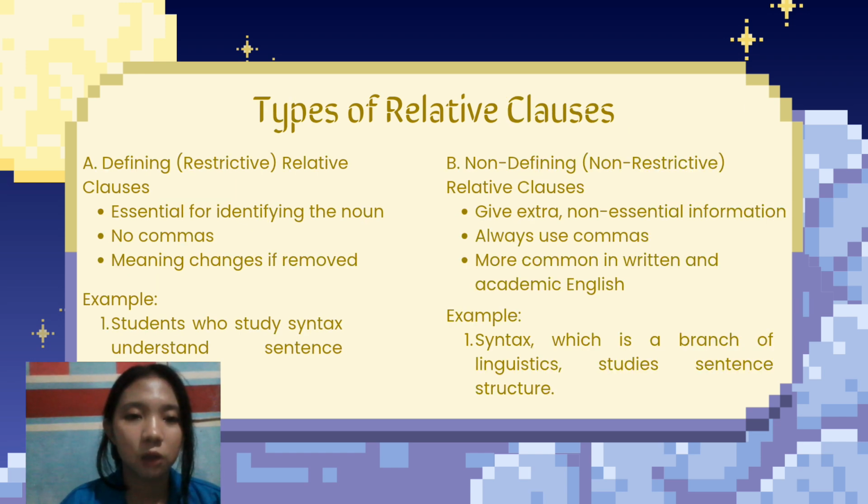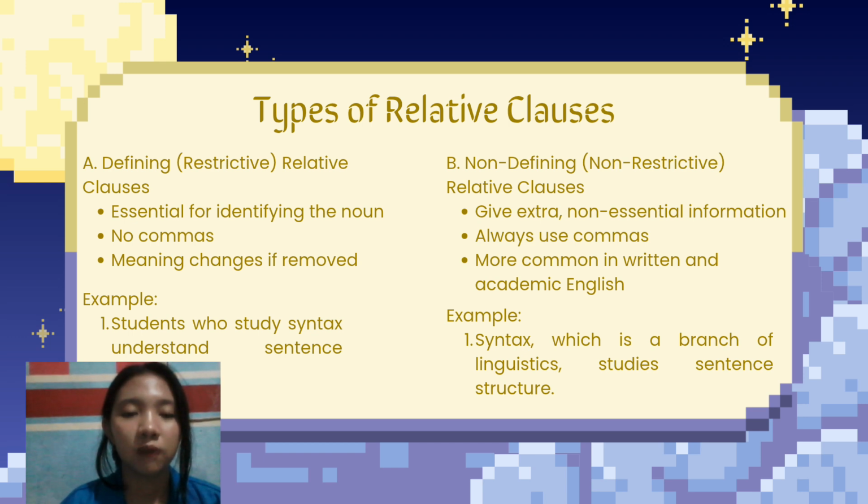Types of relative clause. A. Defining, restrictive relative clauses. It is essential for identifying the noun, there are no commas, and the meaning changes if it is removed. The example sentence is, students who study syntax understand sentence structure.